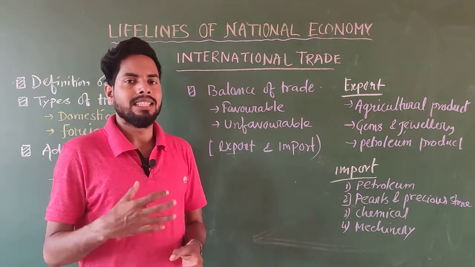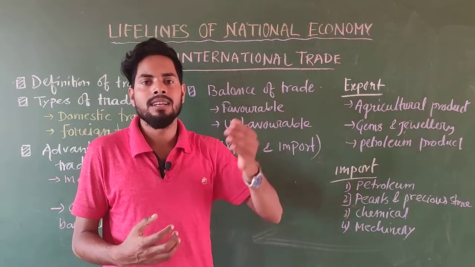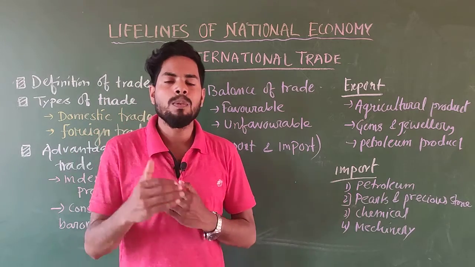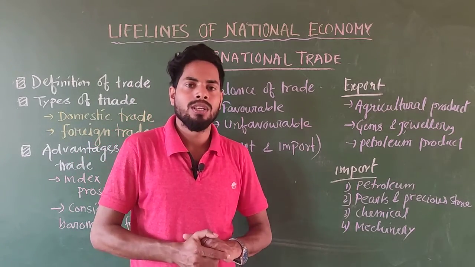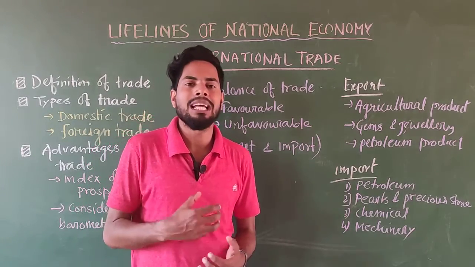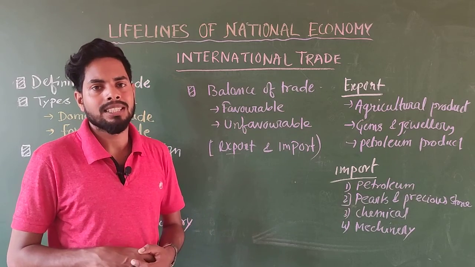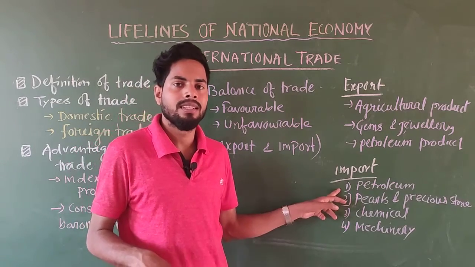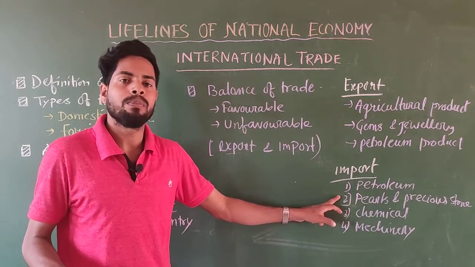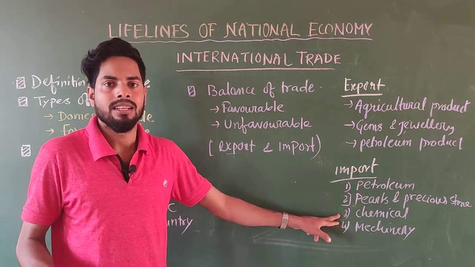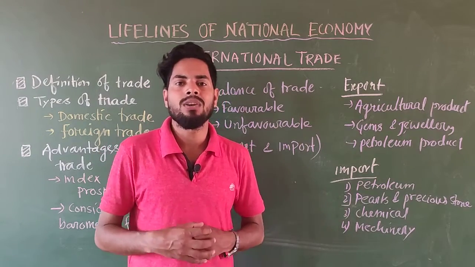Okay, so let's discuss which goods India exports to other countries, and which goods it imports from other countries. First of all, India exports agriculture and allied products to other countries. Next, India exports gems and jewelry, and also petrochemical products including coal. And many goods are also imported from other countries. India imports petroleum and its related products. Next, pearls and precious stones, metals, chemicals, fertilizers and pesticides are also imported from other countries, and India also imports machinery and technology.